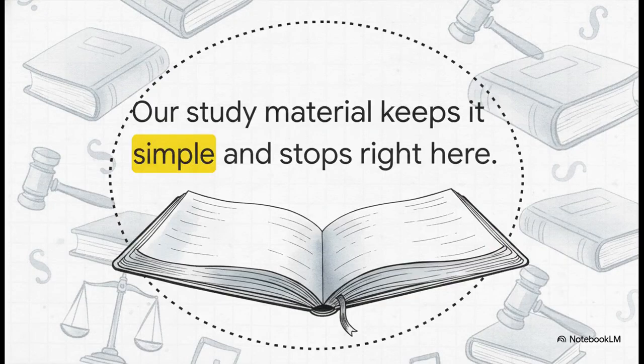Now, as a beginner studying business law, this 3-part framework is exactly what you need to know. The boundary of our study material keeps it super simple and stops right here. We don't need to dive into centuries of complex historical case law today. Understanding these 3 basic categories gives you the solid foundation you need to grasp how agreements are formed, whether entirely on purpose or by total accident.